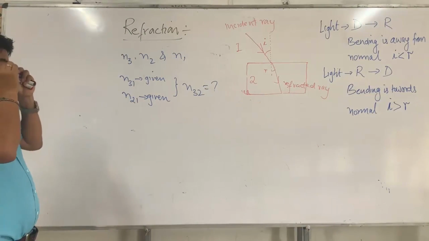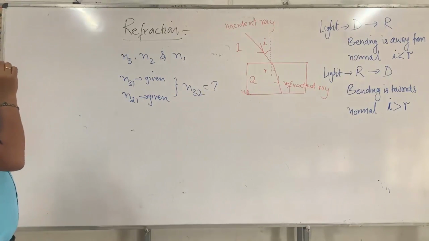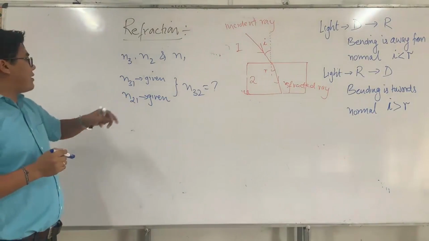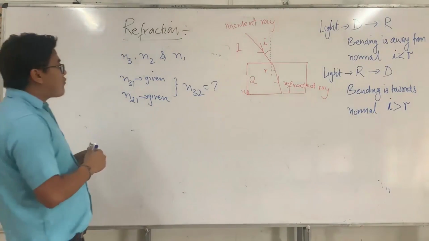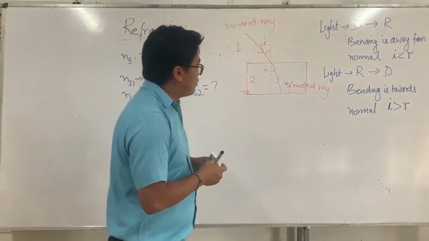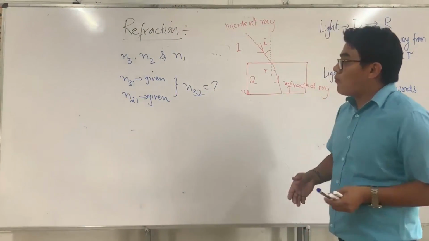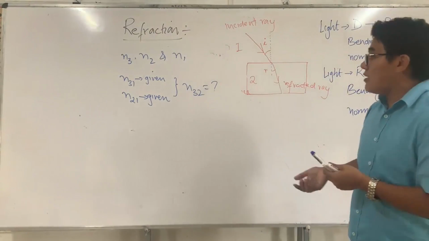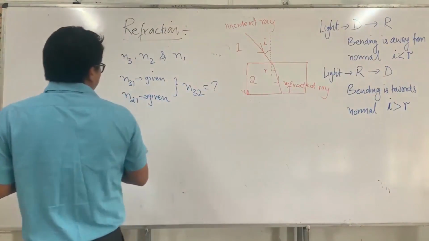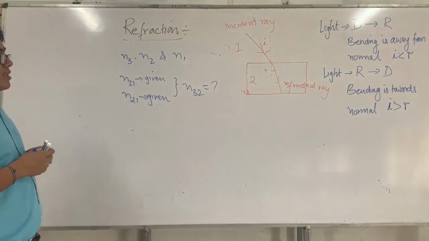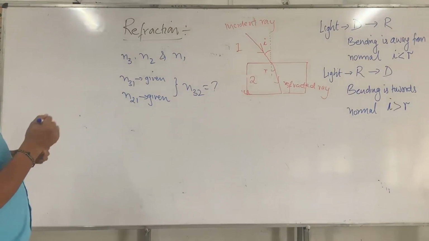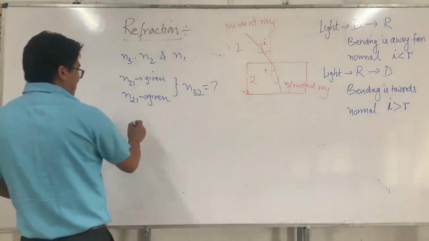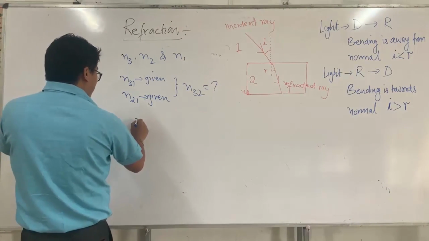Alright, so N31 is given, N21 is given, and how do we find N32? Let's say light travels from one medium to another medium and then the next medium, and you are asked to find the refractive index of the third medium with respect to the second medium. Alright, so this is very simple to define.